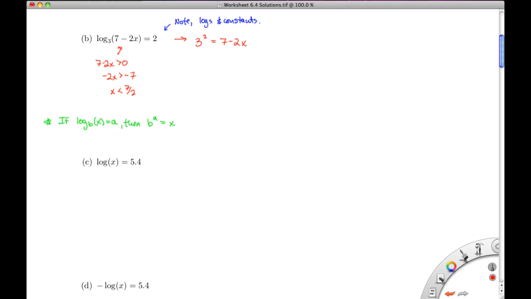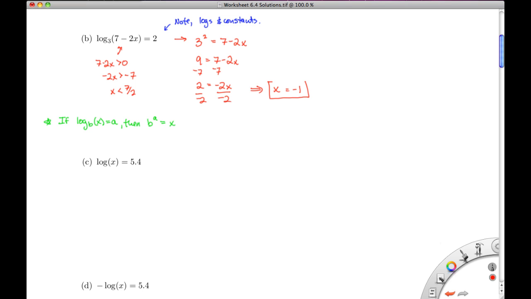Well, we know that 3 squared is just going to give us 9. And then we've got a very simple linear equation that we need to solve for x. So we'll subtract 7, so we'll get 2 is equal to negative 2x. And then we'll divide both sides by negative 2. And this gives us the solution that x is equal to negative 1.